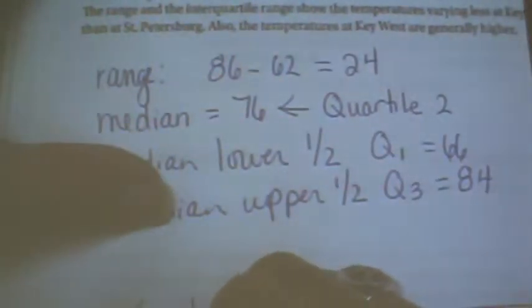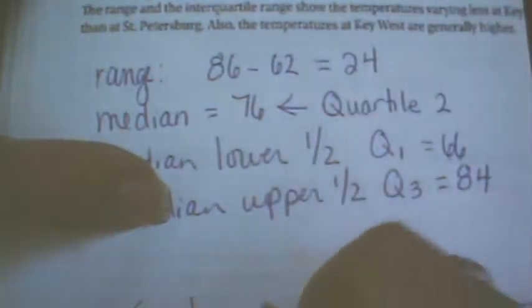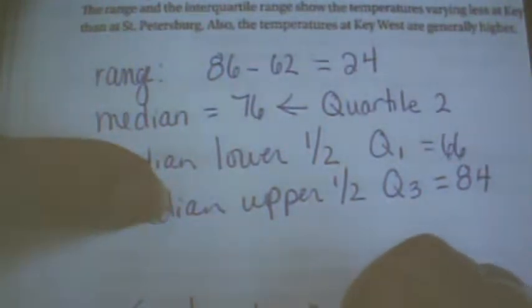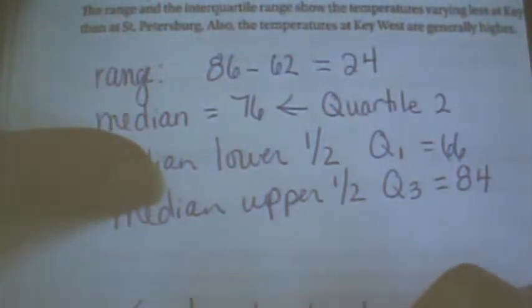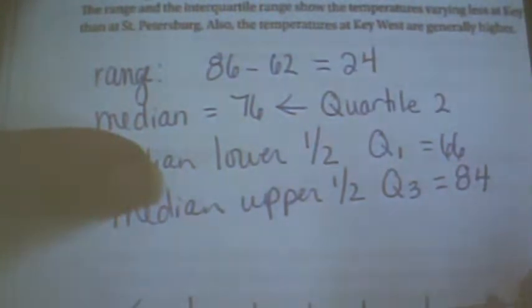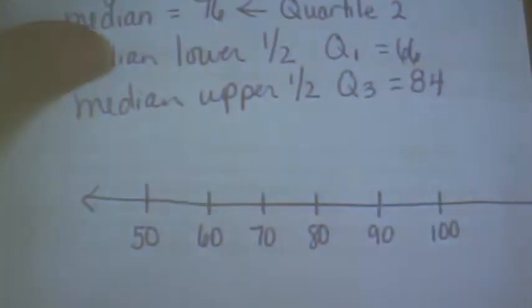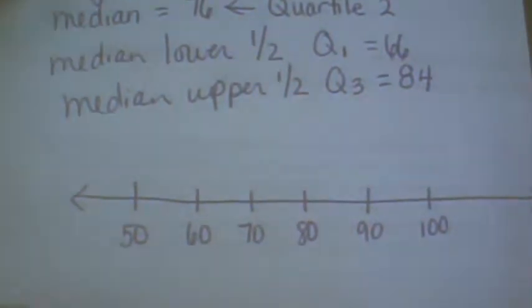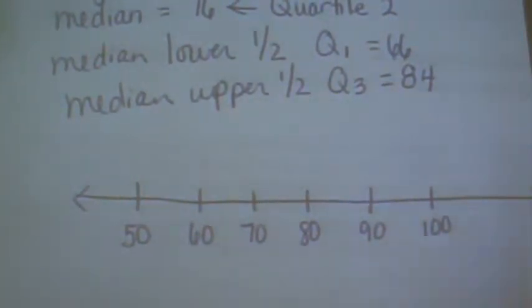So how do you make a box and whisker plot? This is what you do. First, you're going to draw a number line that is going to be able to fit all of your data on one number line. Your smallest number is 62, so let's go from 50 to 100: 50, 60, 70, 80, 90, and 100. So step 1 is to create a line that'll be able to fit everything on it.